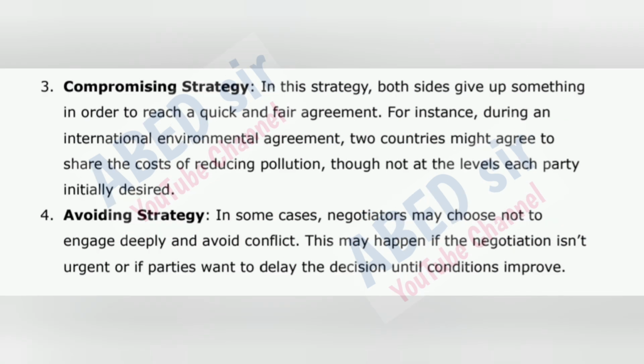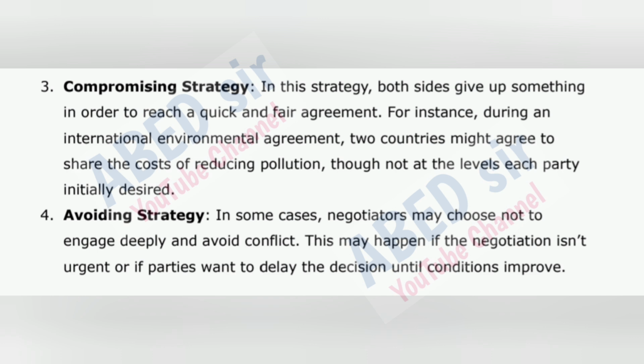3. Compromising strategy. In this strategy, both sides give up something in order to reach a quick and fair agreement. For instance, during an international environmental agreement, two countries might agree to share the costs of reducing pollution, though not at the levels each party initially desired.